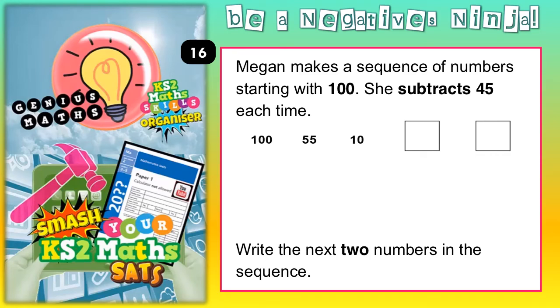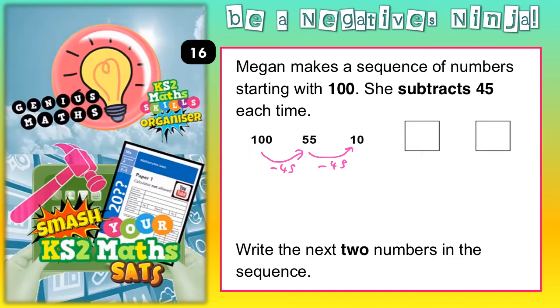Question 16. Megan makes a sequence of numbers starting with 100. She subtracts 45 each time. So we're going minus 45 down to 55, minus another 45 down to 10. Write the next two numbers in the sequence.